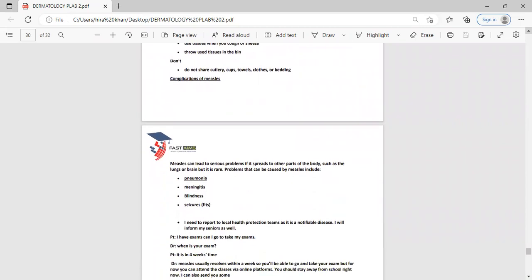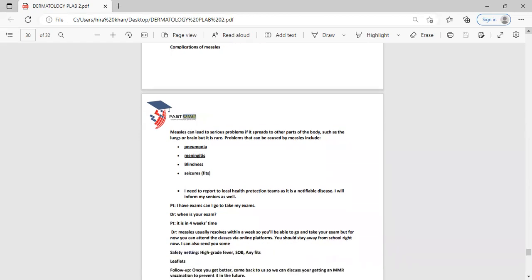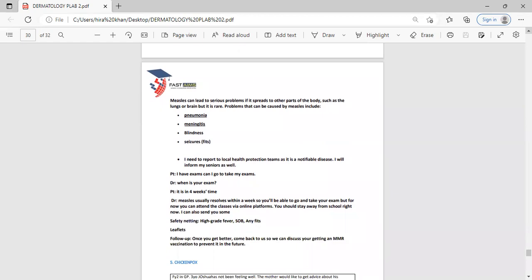You can ask, are there any complications? Well, yes, it can lead to serious complications, but it is very rare. It can cause pneumonia. It can cause swelling in the brain. It can affect your vision, and it can even cause fits. And also mention that I need to report to the local health protection team, as it is a notifiable disease, and I'll inform my seniors as well. So for measles, it is very important to mention that you are going to notify the local health protection team.